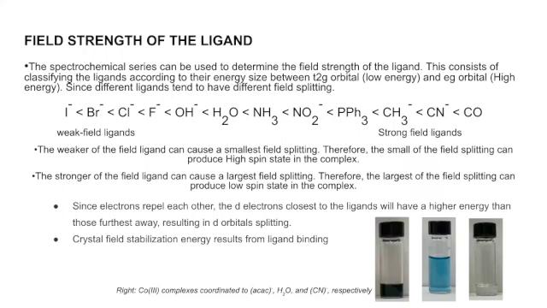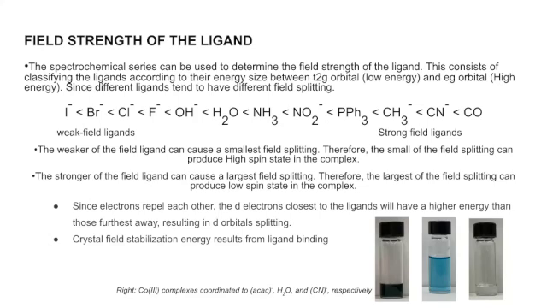Okay, field strength of ligand. The number of unpaired electrons in the ligand can be helpful to identify the spin states. There is a ranking between ligands. Some are weak field ligands and others are strong field ligands. For example, the strong field ligands, carbon monoxide or cyanide, are strong sigma donors or strong pi acceptors, and thus can cause larger splitting.